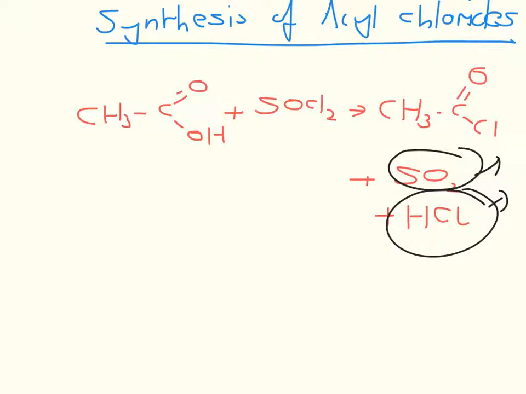So this is a relatively nice reaction in that the 2 gases will just leave the reaction to leave you with your acyl chloride. Obviously you will still have to purify your acyl chloride because it's likely you would still have some SOCl2 around and also some carboxylic acid that hasn't quite reacted, so you'll need to fractionally distill the acyl chloride off of that. However, you don't need to worry about the SO2 and HCl because that will just leave the reaction as a gas.